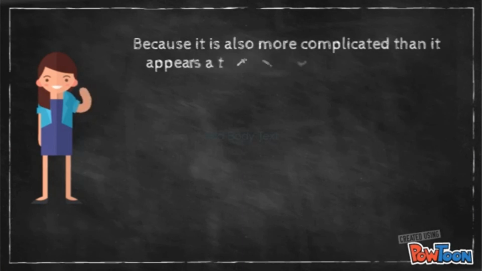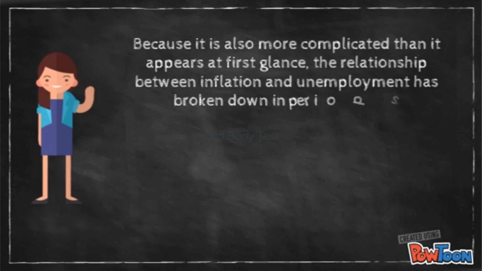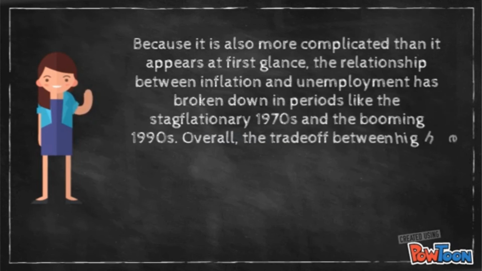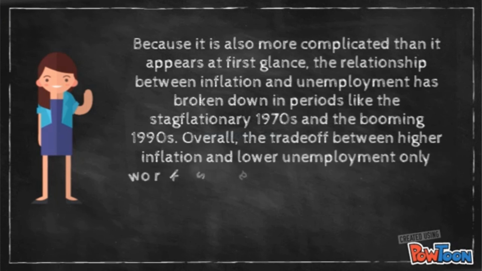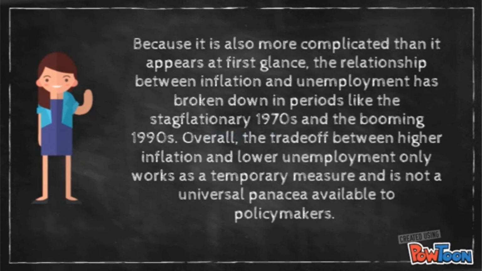Because it is also more complicated than it appears at first glance, the relationship between inflation and unemployment has broken down in periods like the stagflationary 1970s and the booming 1990s. Overall, the trade-off between higher inflation and lower unemployment only works as a temporary measure and is not a universal panacea available to policymakers.